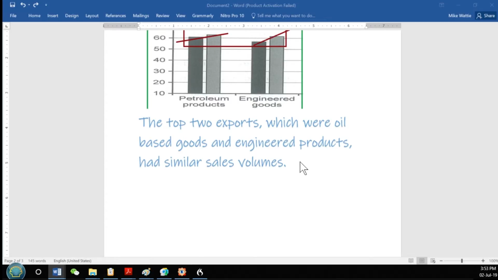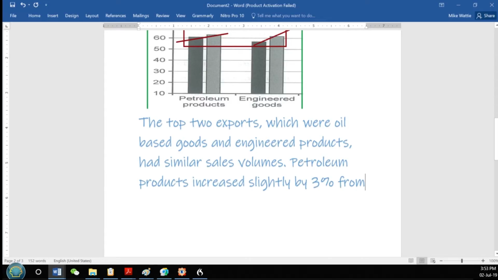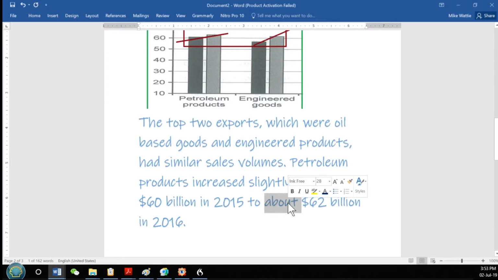Petroleum products increased slightly by 3% from $60 billion in 2015 to about $62 billion in 2016. Now, note the use of language of approximation here. This is because we can't determine what the exact level is. I suppose we could do maths of 3% on 60 billion. Don't waste your time doing maths. And what if you get it wrong anyway? So that's a waste of time. So just say about 62 billion. We can't see exactly what it is.